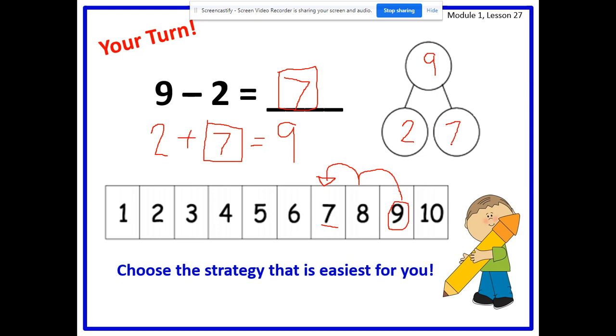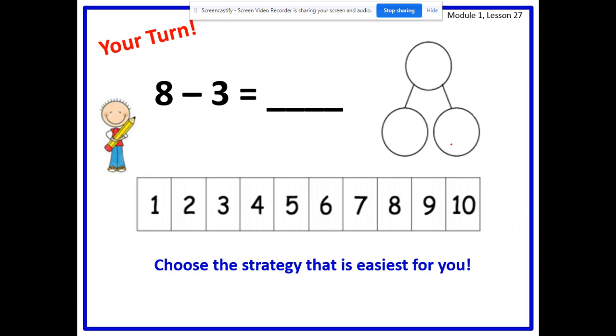See how fast and efficient that was? Remember, if at any point you need to catch up, you can always press pause on the video and then go ahead and press play when you're ready. Next problem. 8 minus 3 equals blank. So at this point, go ahead and press pause, write the equation, and draw the number bond. Press play when you've done that.